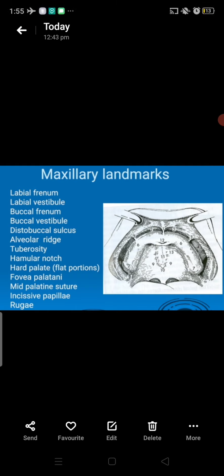In number 9 there is the hard palate, and in number 10 there is the fovea palatini. In number 11 there is the mid palatine suture, in number 12 the incisive papilla, and number 13 is the rugae areas. These are the maxillary anatomical landmarks.